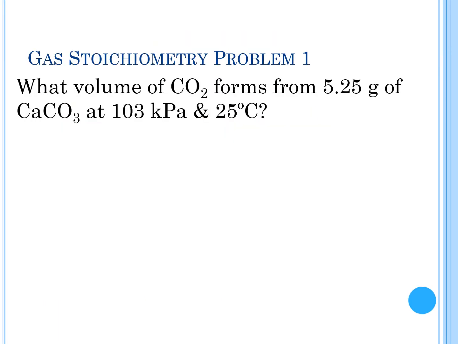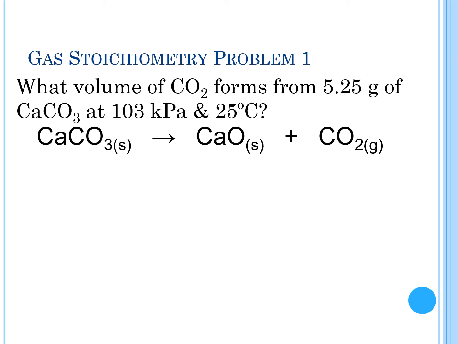So here is the first problem. What volume of CO2 forms from 5.25 grams of calcium carbonate at 103 kilopascals and 25 degrees Celsius? So our balanced equation is as follows: CaCO3 plus CaO.